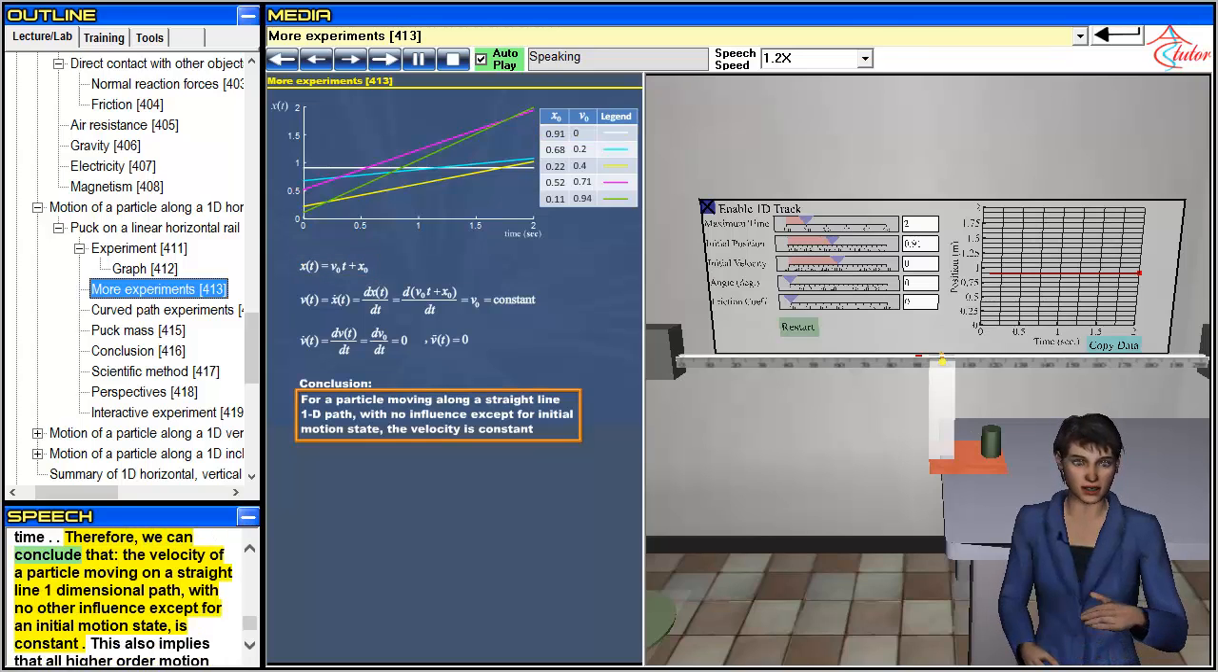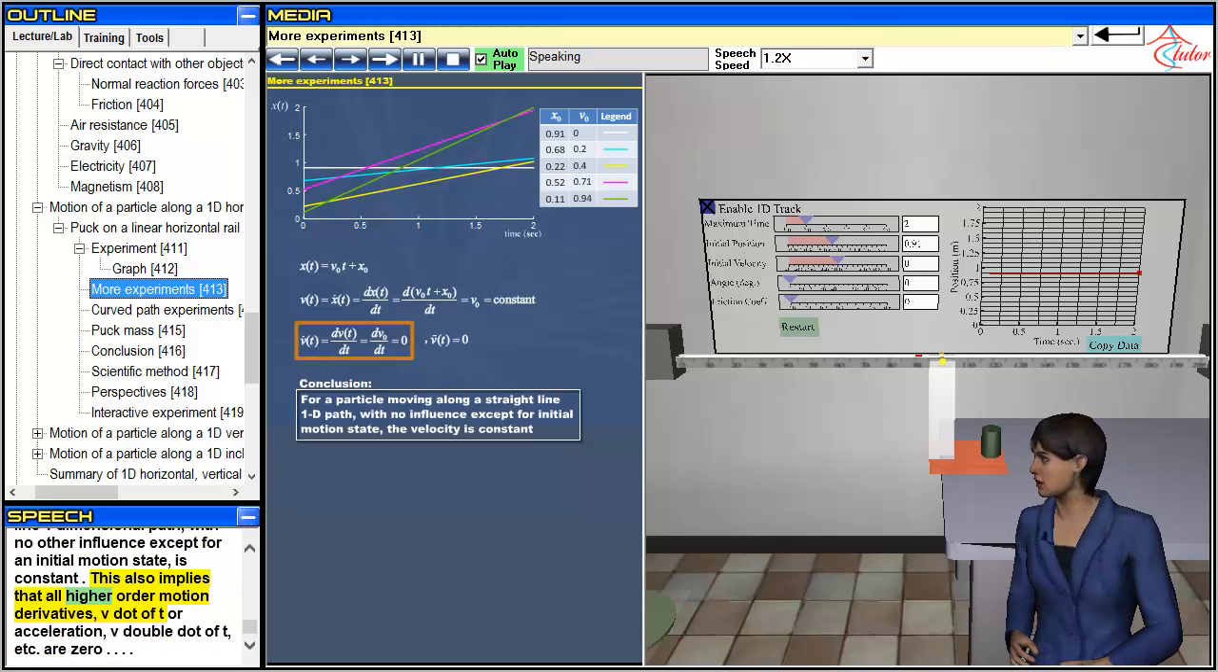Therefore, we can conclude that the velocity of a particle moving on a straight line one-dimensional path, with no other influence except for an initial motion state, is constant. This also implies that all higher-order motion derivatives, v dot of t, or acceleration, v double dot of t, etc. are 0.